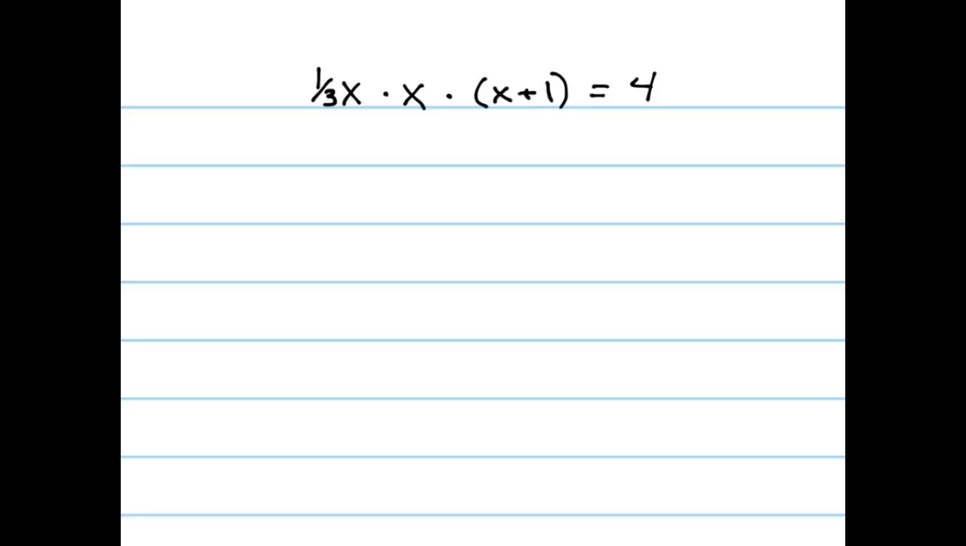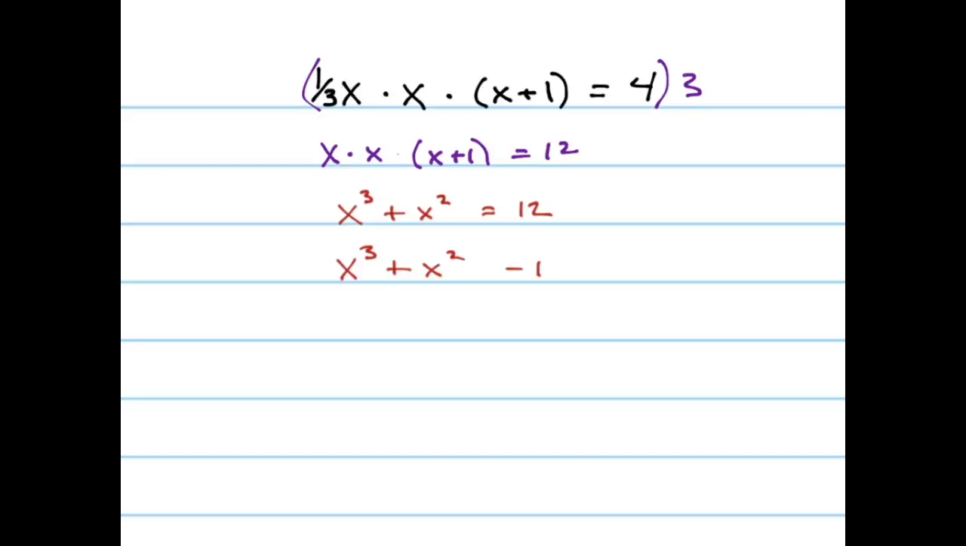Now, how can we get rid of that fraction? How can I eliminate that 1/3? Make it a little easier to deal with. Multiply both sides by 3. So that leaves us with x times x plus 1 equals 12. And if we distribute on the left, we get x cubed plus x squared equals 12. So we want to solve the polynomial x cubed plus x squared minus 12 equals 0.